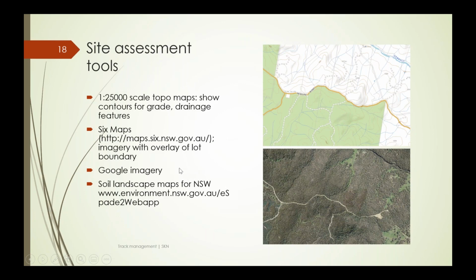We have a few other resources which I'm sure you're familiar with. Google imagery sometimes is very useful because it has a much better resolution than what's on the SIX Maps imagery. And soil landscape maps can be quite useful too. You can access soil landscape information at this website, and that will tell you, for instance, where your granite soils are, where shale soils are, and you can relate soils that you know which have perhaps a high stability and are good to build a road on compared to other sites which are less stable and more problematic.